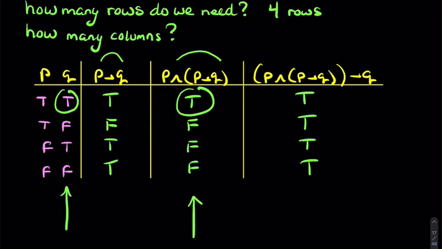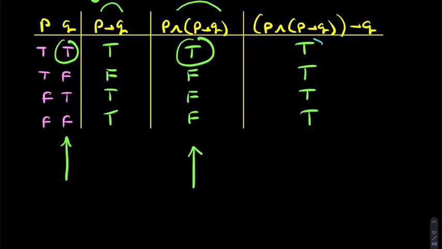And that right there is a tautology. When you see a column of T's, a column of truth, it means that it's a tautology. And tautologies, they're very useful for constructing arguments, as we will see later on.